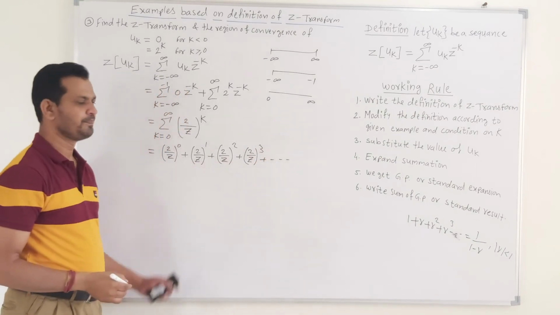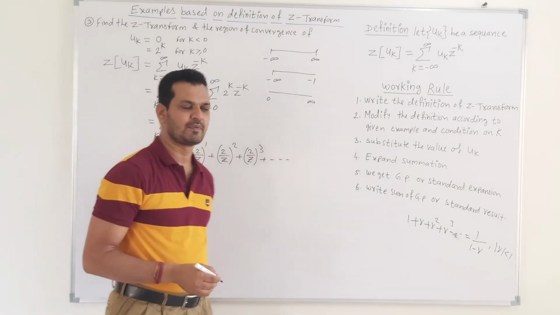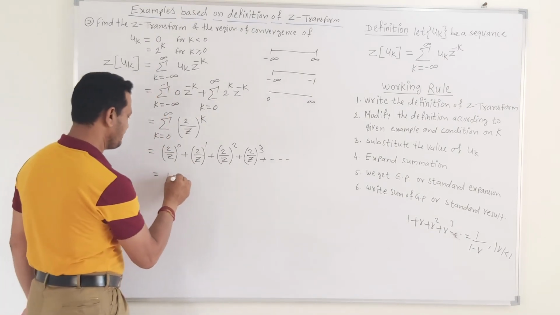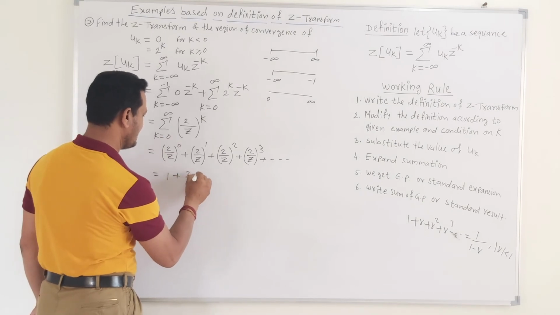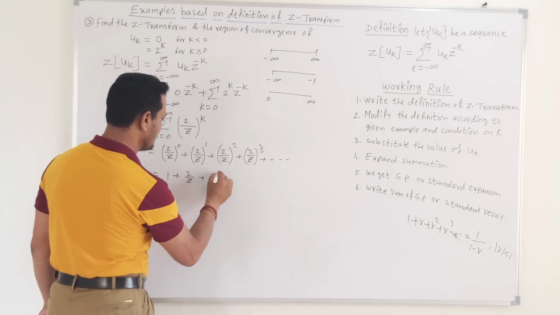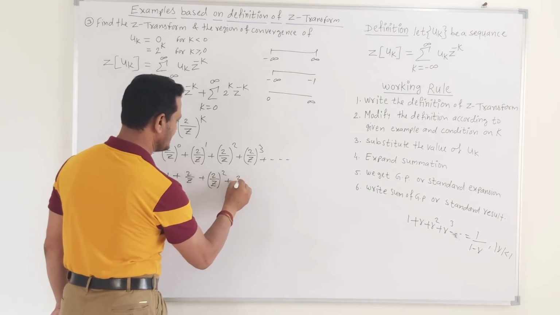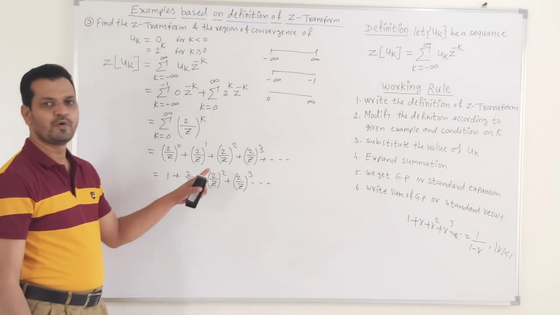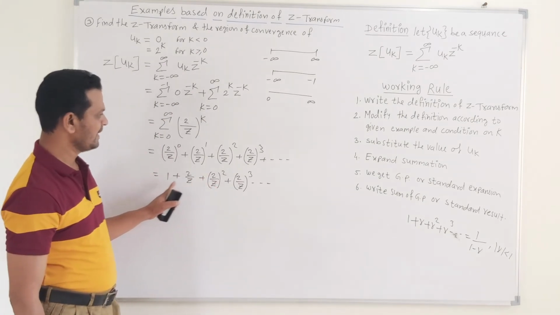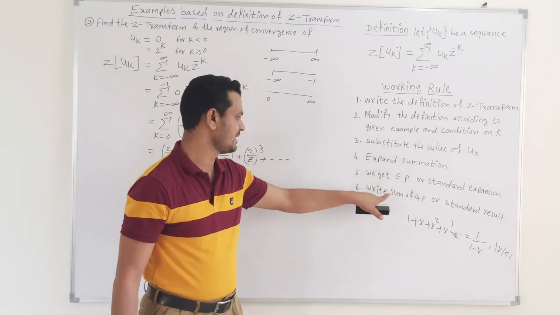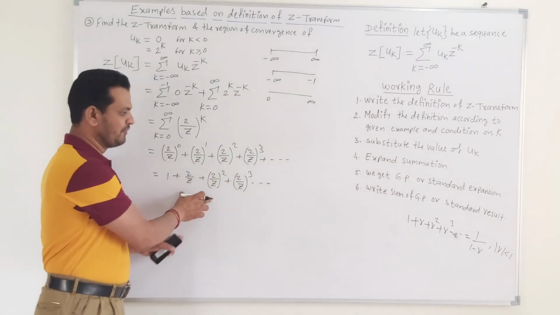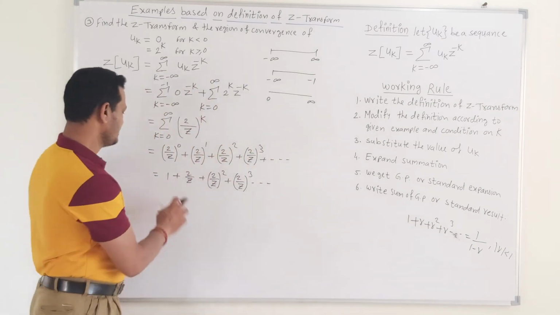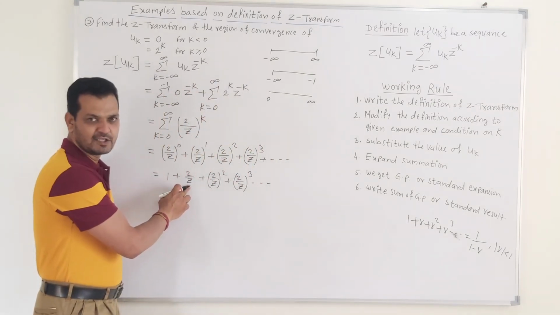In this way we get the expansion of the summation sign according to step number 4. We know that this is 1, plus 2 upon z, plus (2 upon z) squared, plus (2 upon z) cubed, and so on up to infinity. So after expansion of this summation sign, we get a geometric progression. If we compare this with the geometric progression concept, 1 plus r plus r squared and so on, this is 1 plus r, where the value of r is 2 upon z.